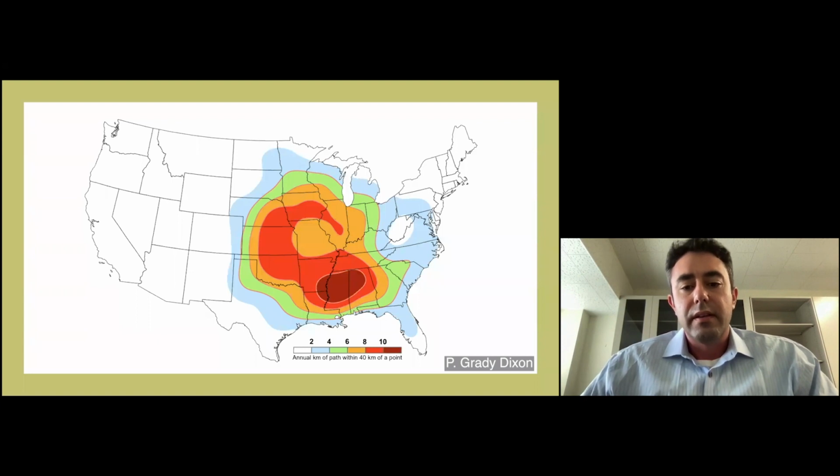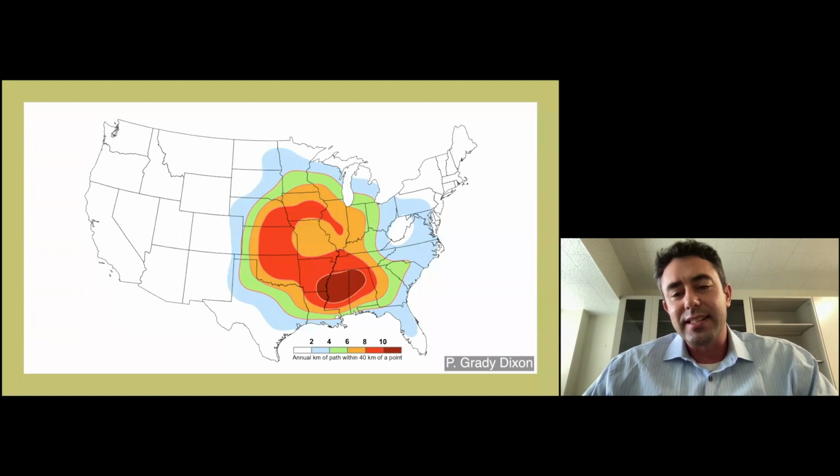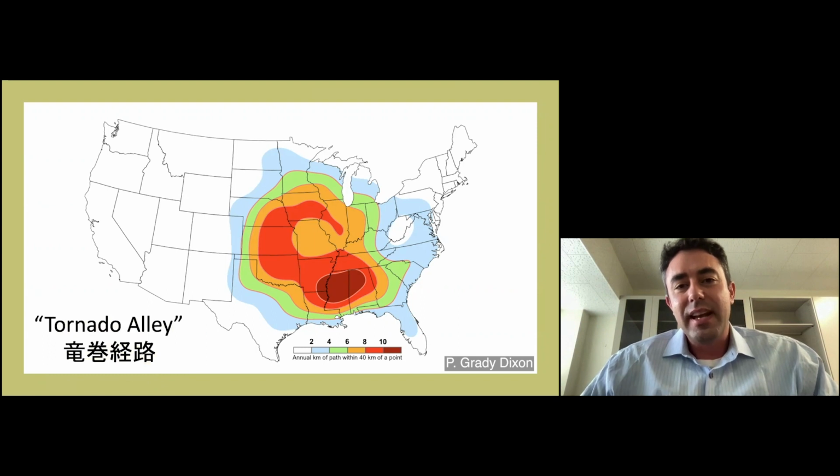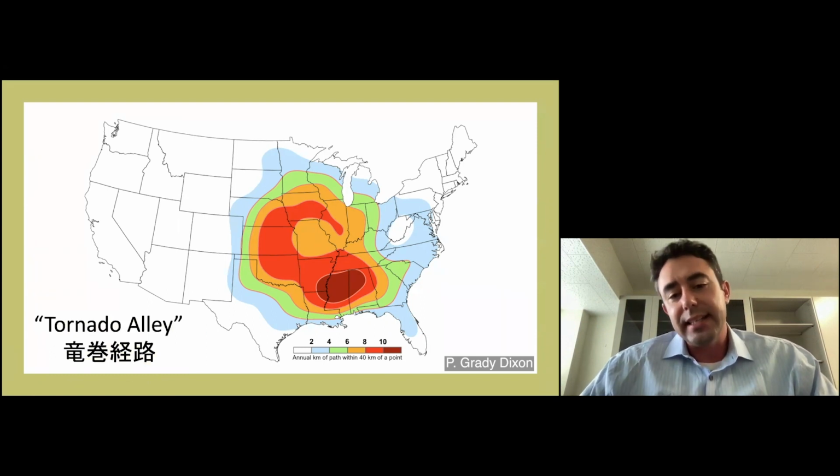Okay, so the first question I have for you is, this area of the United States, represented by the colorful swaths here, goes by a particular name in meteorological circles. Does anyone know what this area of the United States is otherwise known as? If you can unmute your microphone and let me know. Does anyone know? Maybe you've never heard. This part of the United States is known as Tornado Alley.